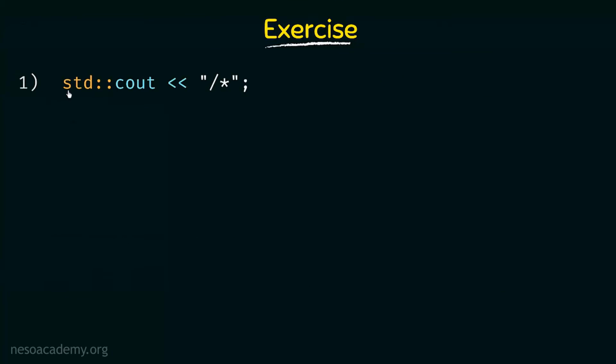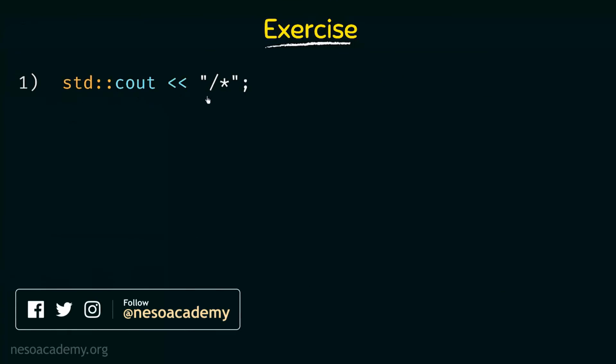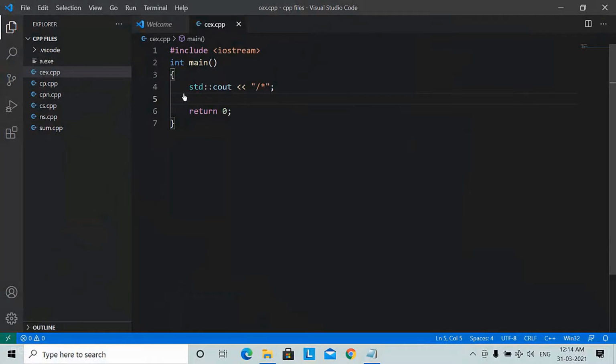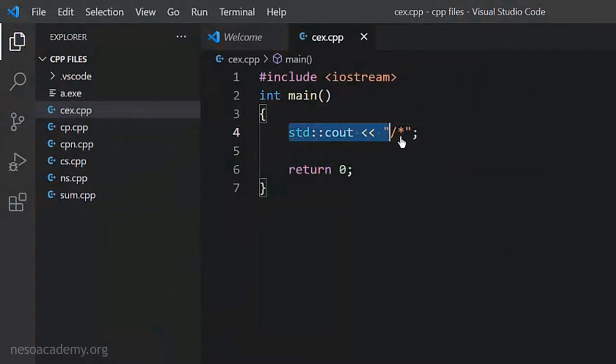Coming to the first one, it says std::cout and then within double quotes we have this /*. Now what will be the output of this? Let us go to Visual Studio Code and put this there and see what will be the output. Here I have written the complete program and we just want to print this line. It says std::cout and within double quotes it is written /*. You can guess what will be the output while I compile this program.